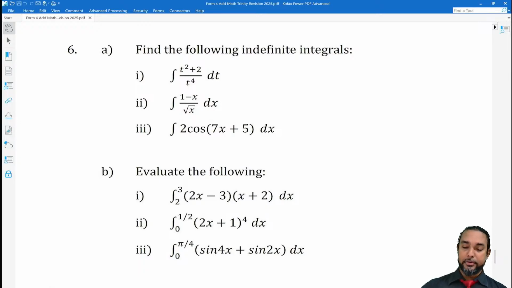Right. Here's my question. I noticed in part B, part 3, you have a definite integral with limits in radian form, like pi over 4. You guys did radians, arcs, and sectors. You guys know about radians? Okay.